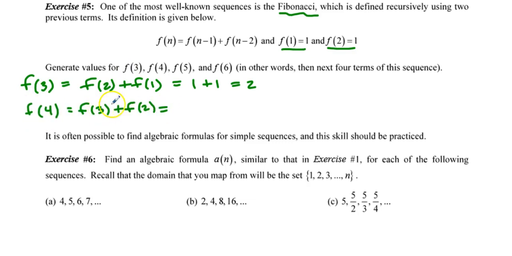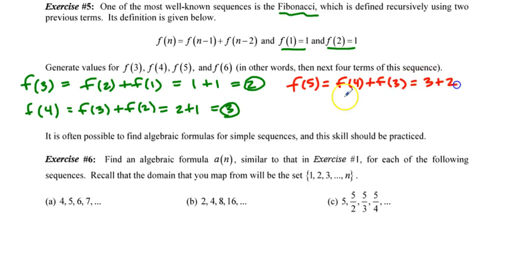So F sub 3 is now found to be a 2. We're going to add 2 plus 1, now came out 3. Okay, do you see where I'm getting that 3 from? Because F sub 4 we already found, came out to be a 3. F sub 3 we already found, came out to be a 2, so I'm just adding the 3 and the 2.